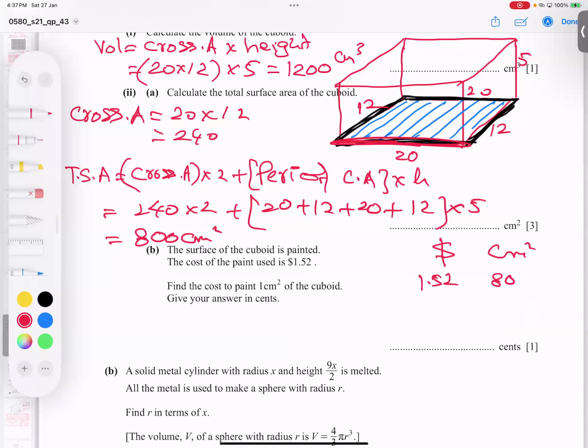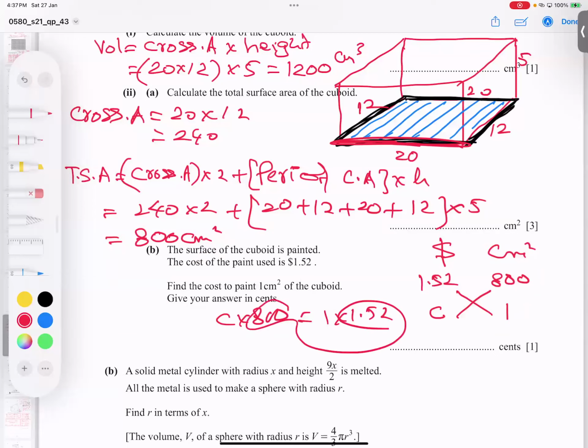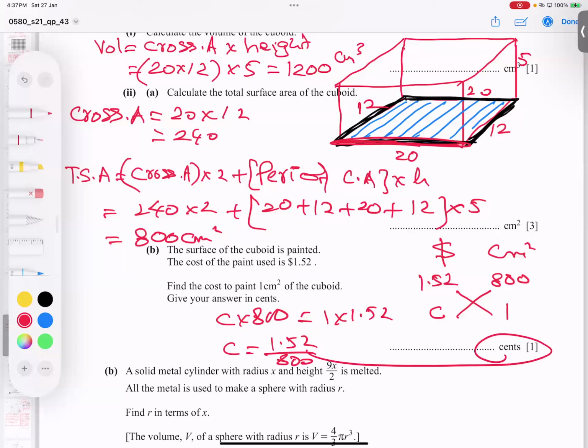800 centimeters square. But he said, no, give me the cost of 1 centimeter square. So I will write here 1 and C for cost, and cross multiply. C times 800, and 1 times 1.5. This 800 will divide under it, and I will get the cost. He's asking for the answer in cents, because I would get dollars. So you know, students, how to convert dollars to cents?